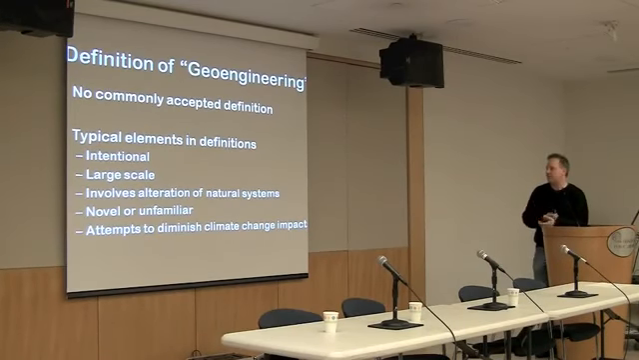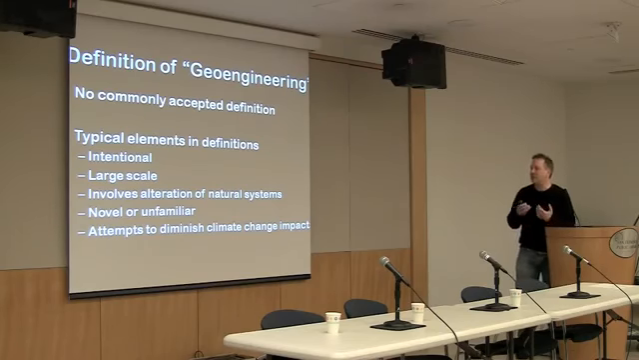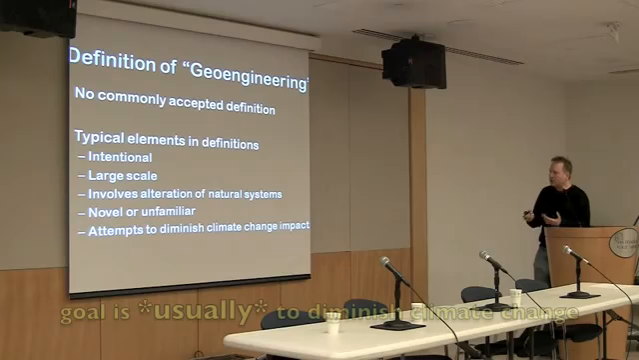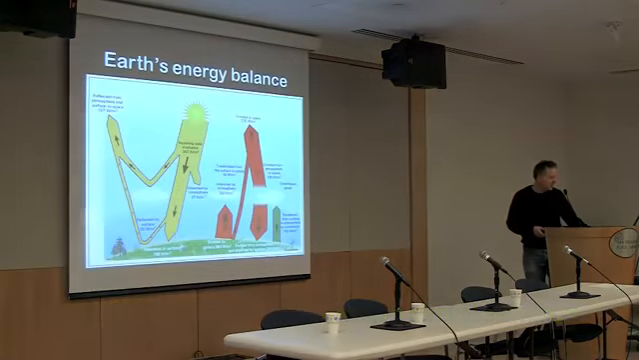It's large scale, so most people don't want to call planting a single tree geoengineering. And it involves alteration of natural systems. Also, it's novel or unfamiliar. Usually things that people have already accepted, they don't want to call geoengineering, so planting forests, a lot of people don't want to call geoengineering. And the goal is usually to diminish climate change impacts or the amount of climate change.